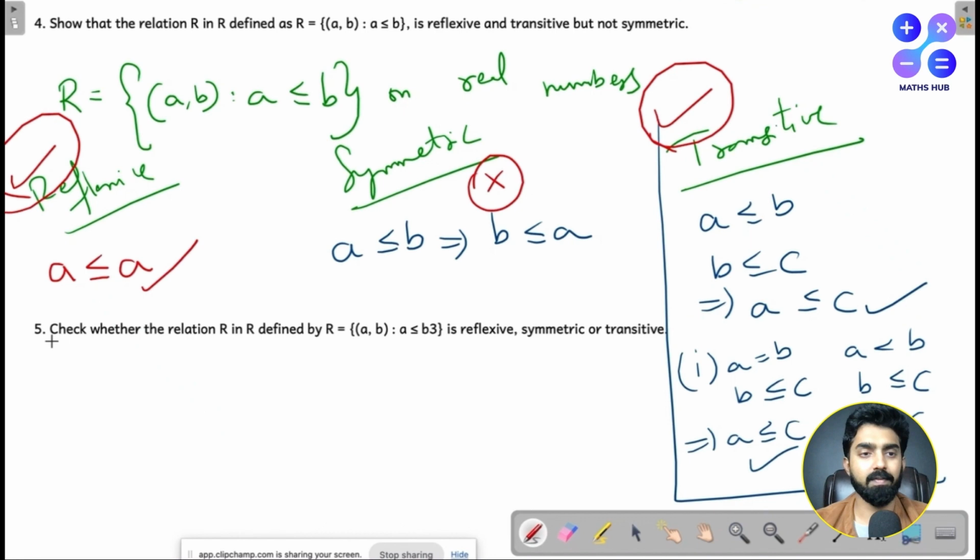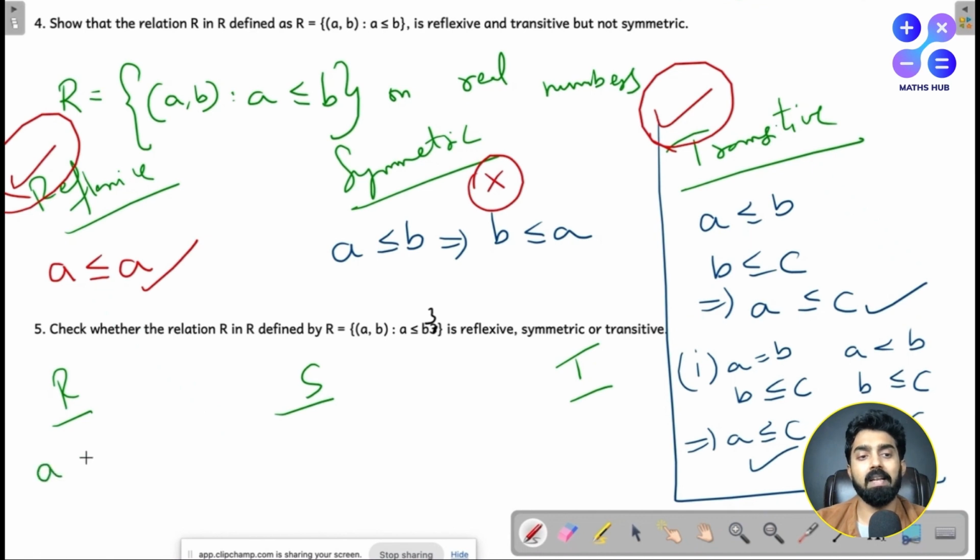Okay. The fifth question says, check whether the relation R in all real numbers is defined by R equals (a, b) such that a is less than or equal to b cube. Is it reflexive, symmetric, or transitive? Great. So let's follow the same drill: reflexive, symmetric, and transitive, right? So if it is reflexive, what do we know? We say every element is related to itself, right?